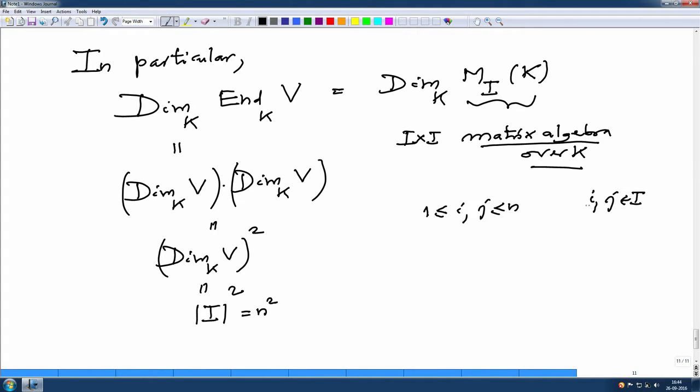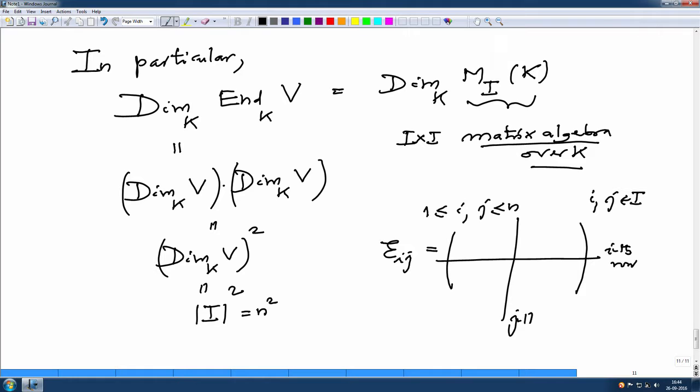And then to this pair I want to define a matrix unit Eij. This is the matrix where the ijth entry is 1, this is the ith row, this is the jth column, and this entry here is 1, and everywhere else it is 0. This entry here is 1.